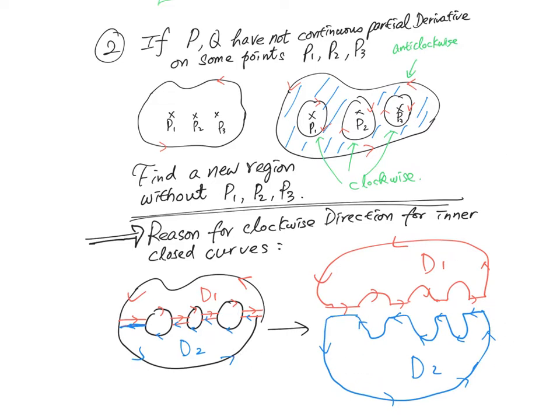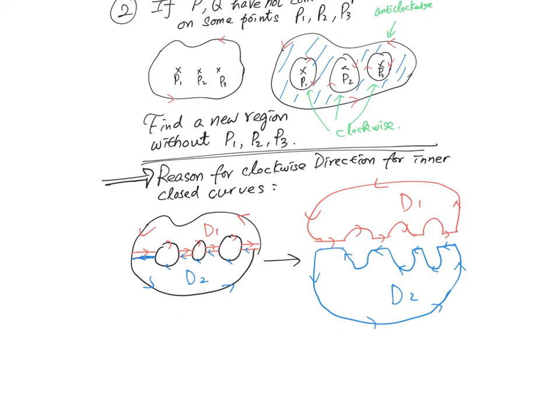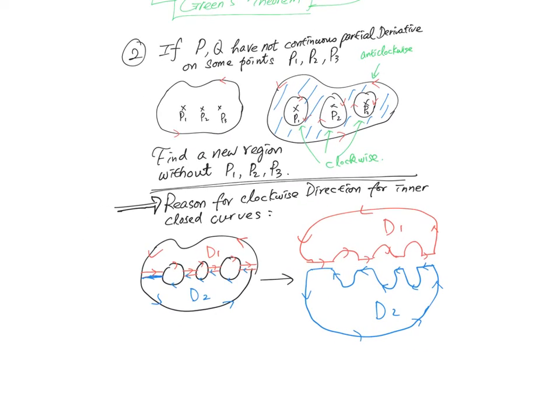That's the reason why, for the outer path, it preserves the anticlockwise direction. However, for the inside, these pairs cancel each other. So we have the inner path, the inner closed curve.